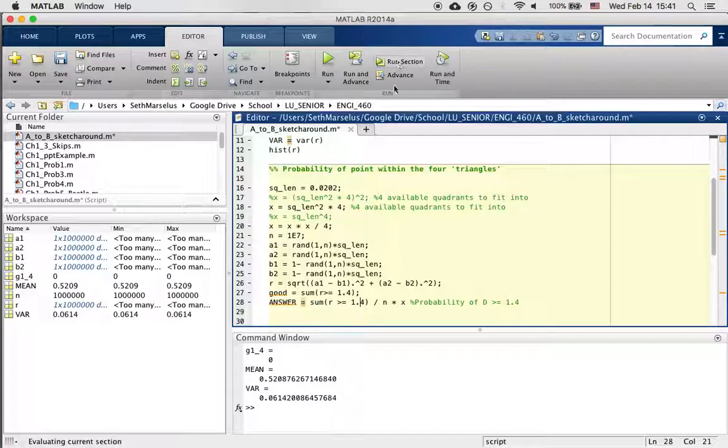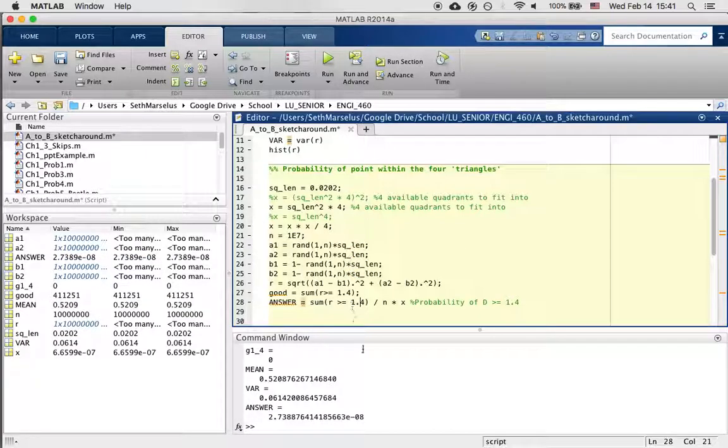So running this section, we can see that the answer we come out with for the first run is 2.7 times 10 to the negative 8th, and that gives us a pretty good estimate, as when we run it again, the variance is very low. We can see that our second estimation is very, very similar.